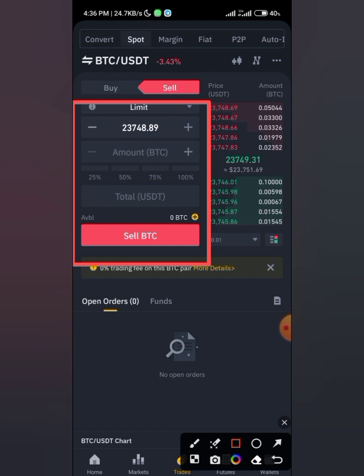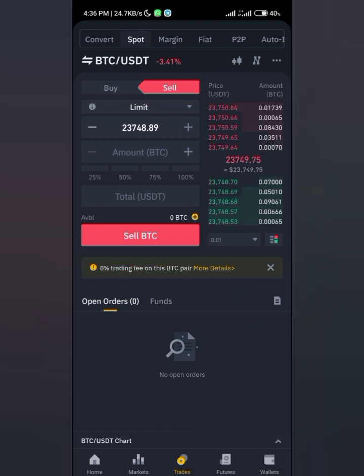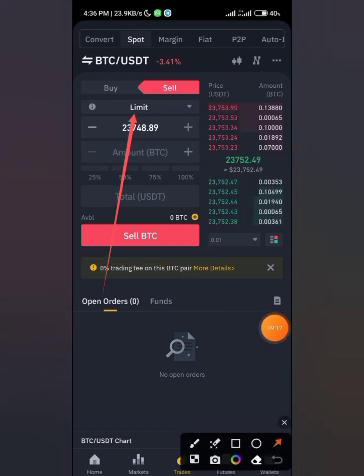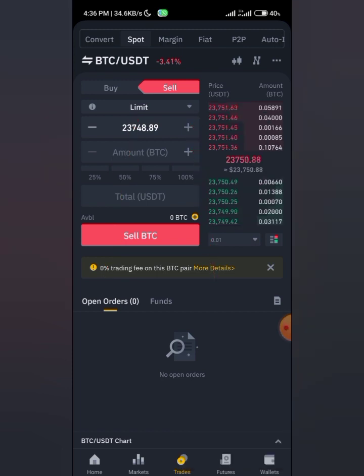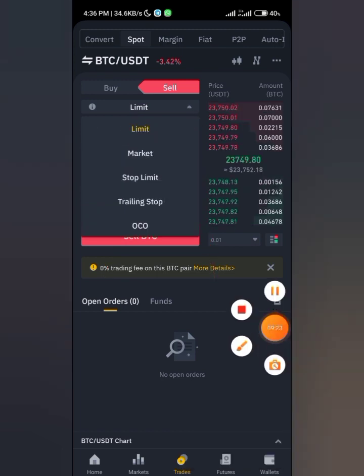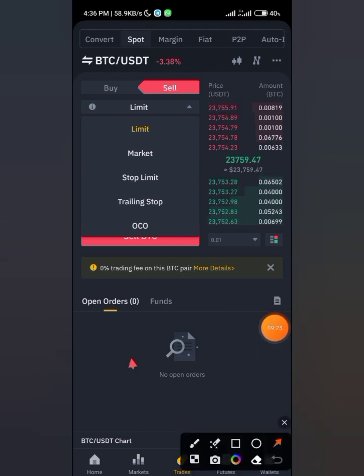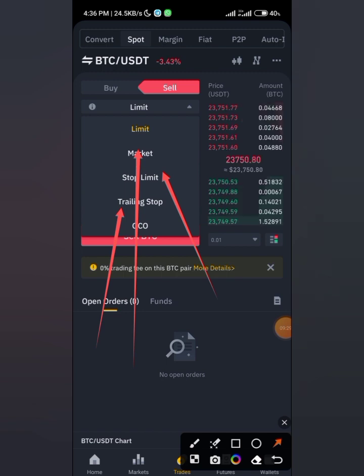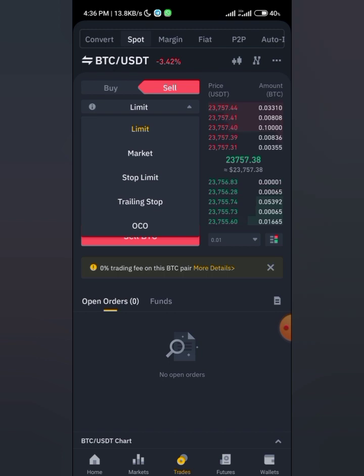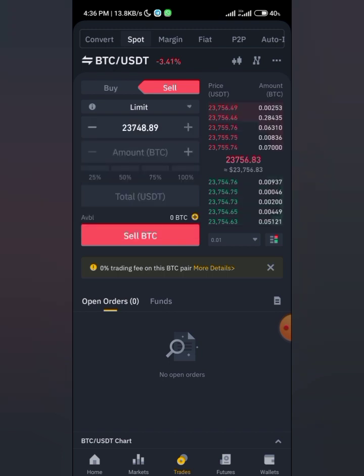Once you come to this place, you will note that you have limit here. If you click on this small drop down arrow, it's going to give you other options where you have the market, the spot limit, the trading limit, and the OCO. What this simply means, let me explain, is that this limit gives you the opportunity to set your own price.